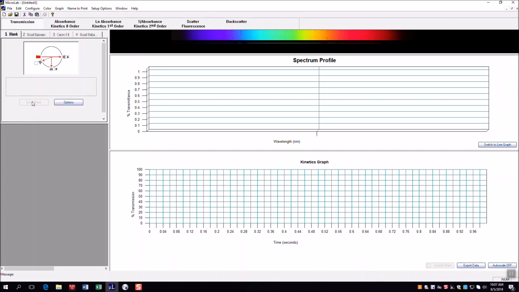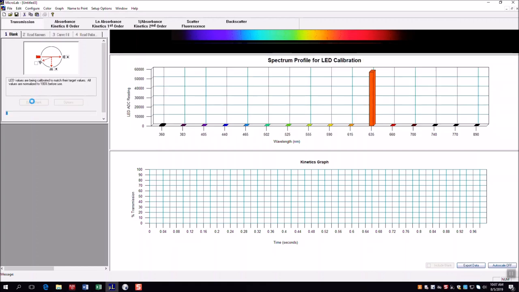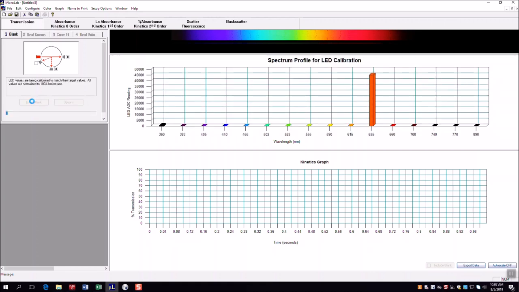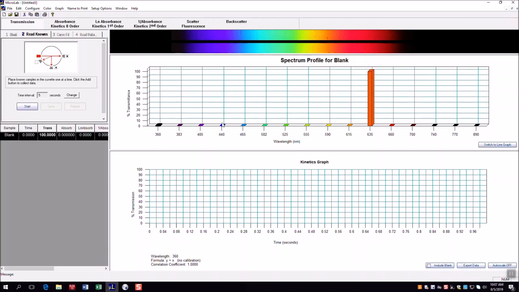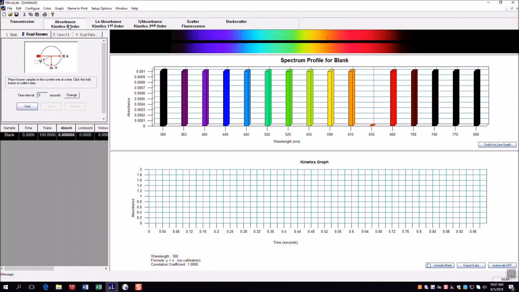I already have my Microlab set up with a blank of sodium hydroxide. Just like we did last week, we're going to click read blank, and we're going to wait for Microlab to adjust its LED and determine our blank value for our 635 nanometer wavelength of absorbance. So now we have that done. What we're going to be doing is measuring our absorbance here, at the 635 nanometer wavelength, which, as you can see, is zero.